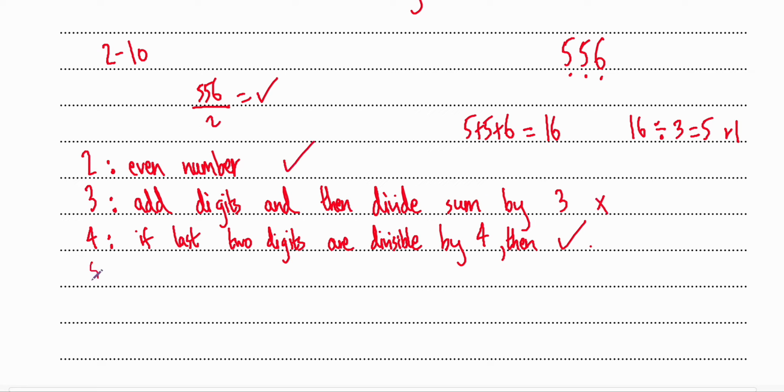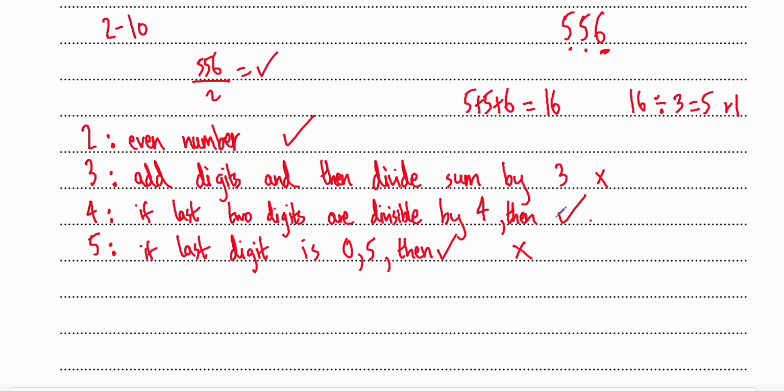Okay, so let's do 5. For 5, it's very easy, and this will make sense. If the last digit is 5 or 0, then it works. And this is not 5 or 0, so of course this does not work. In this case, this is a 6, so it does not work. 556 divided by 5 will give you a number, but with a remainder. So it works for 2, doesn't work for 3, works for 4, doesn't work for 5.